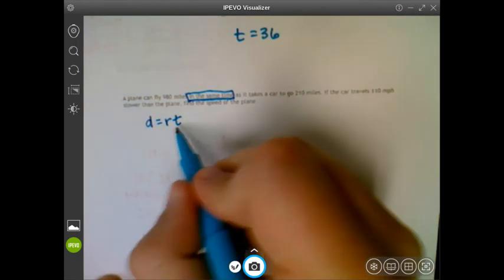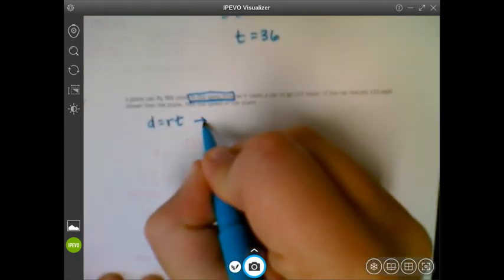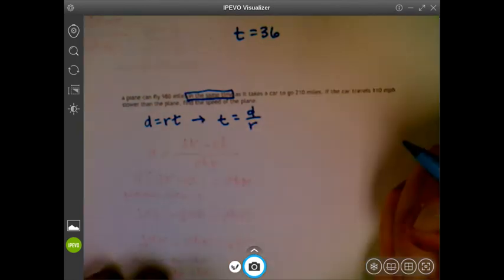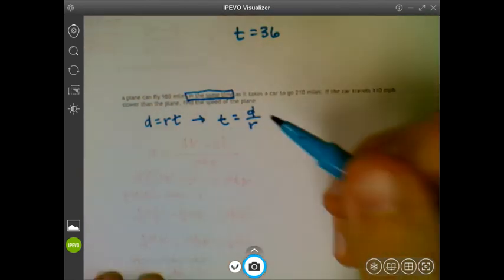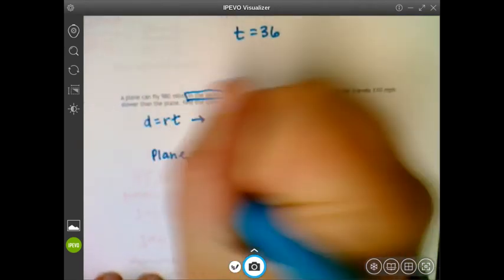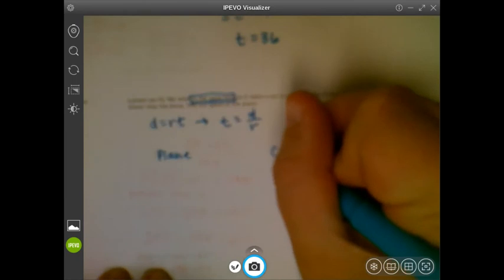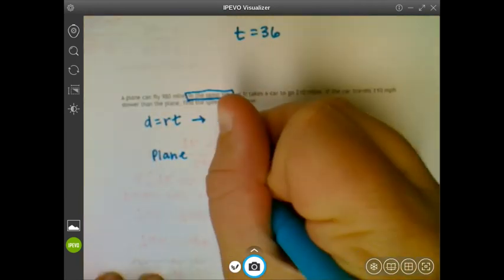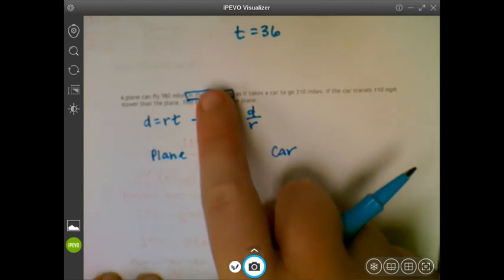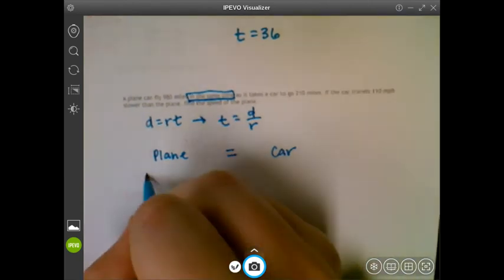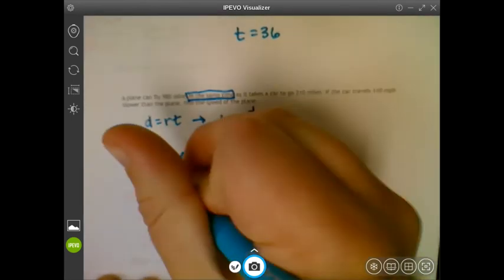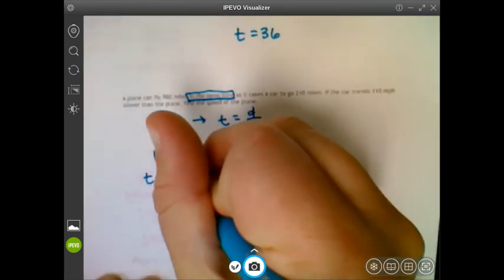And so what we are going to do is solve this equation for T real fast. So T would be equal to the distance over the rate. And so we're going to have two setups here. We're going to have one for the plane, and then one for the car. And we're going to know that these two are going to be equal because they happen in the same amount of time. So for the plane, the time that it takes, it can go distance, 980 miles, over its rate.